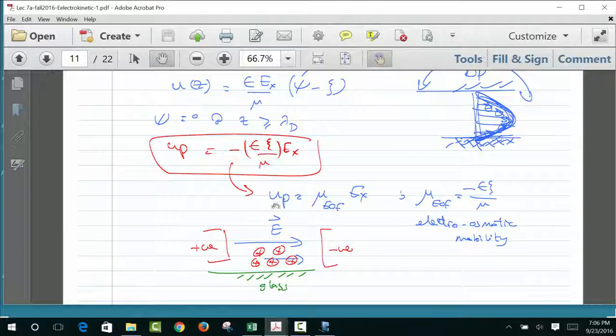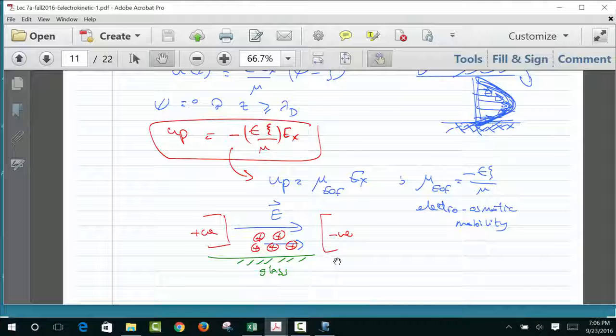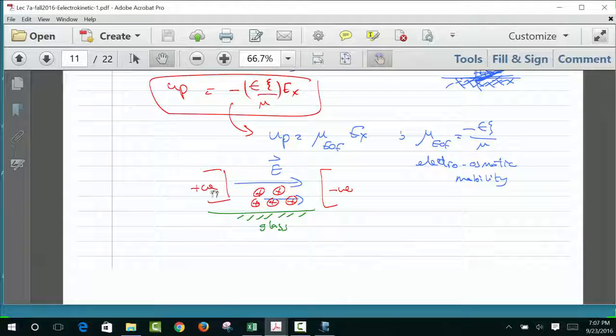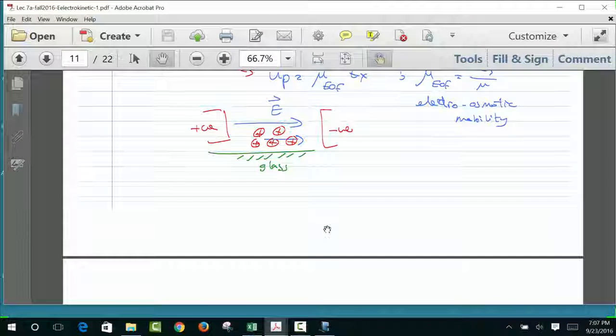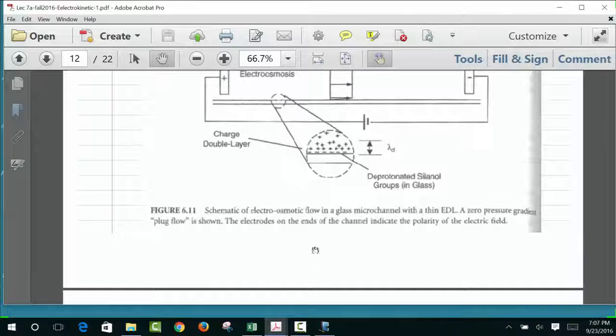And that velocity is assumed to be uniform across the pipe. Again, in the example we just demonstrated, if the wall moves, the whole thing moves with it. So the flow rate will basically be this multiplied by the area. That's the flow rate due to the electric field. And here is the solution from the book.